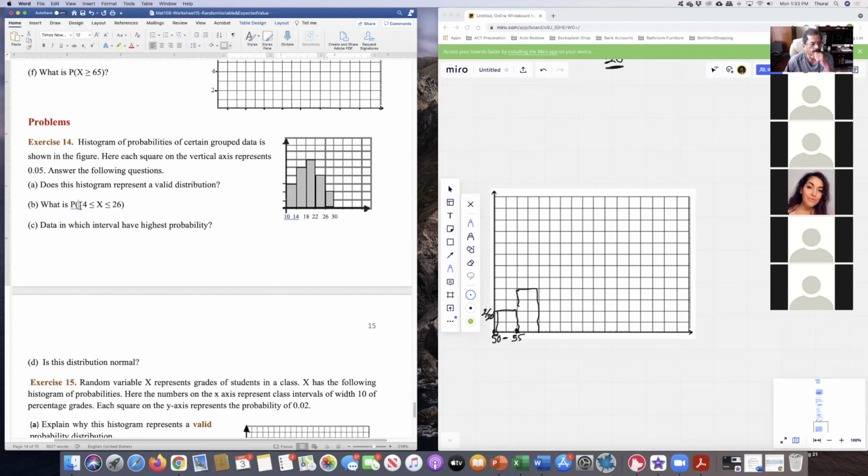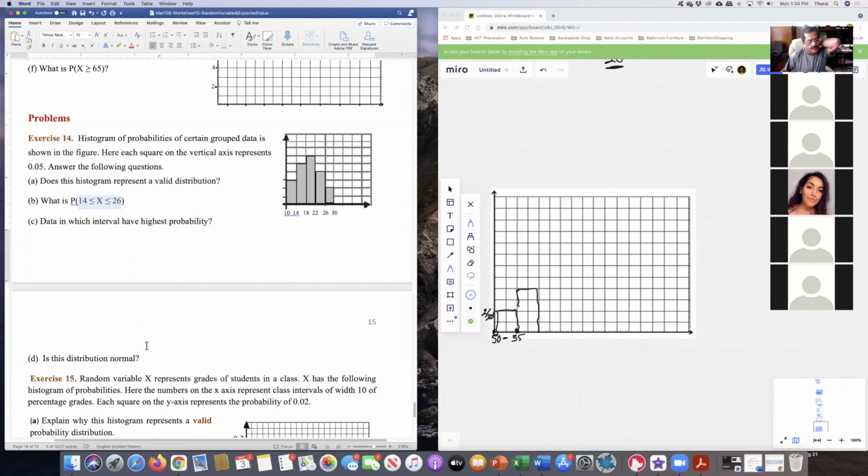If you want the probability for the random variable to be between 14 and 26, then you have to add up the bars between 14 and 26. That'll give you the probability. Data in which interval has the highest probability? 18 to 22. And the next question: is this distribution normal? Yes. As long as it has that pattern of going up and down, it's normal. It doesn't have to be symmetric. So that's how you answer those.